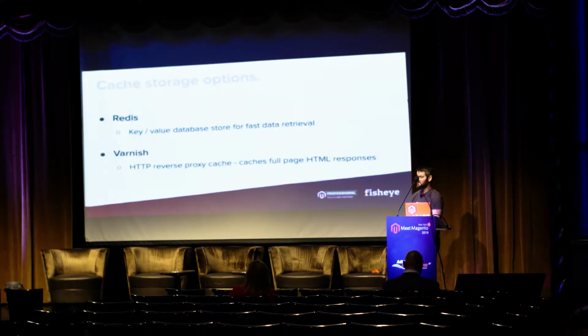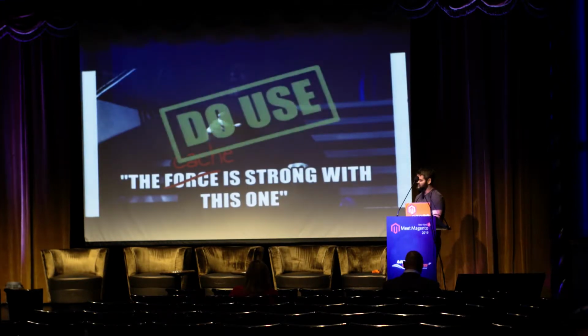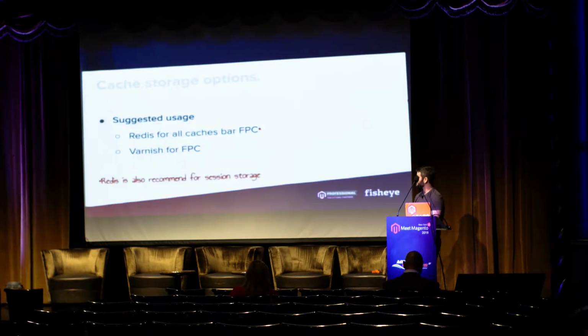Okay, so better options. Redis. This is a key-value database store for fast retrieval. And finally, Varnish. This is for full page cache only, though. So these are good. These are the things you should be using. And how you should be using them: Redis basically for all your caches bar full page cache, and Varnish for full page cache.